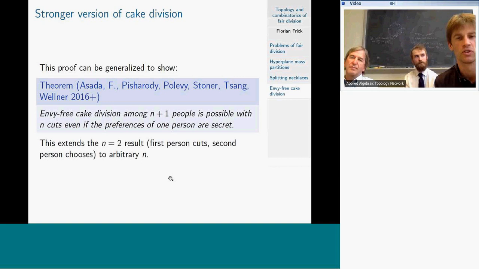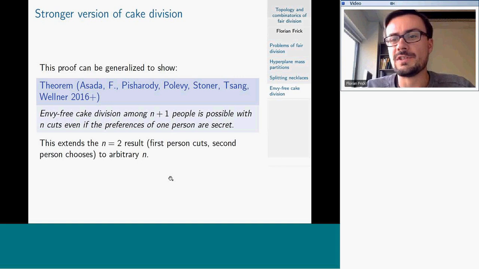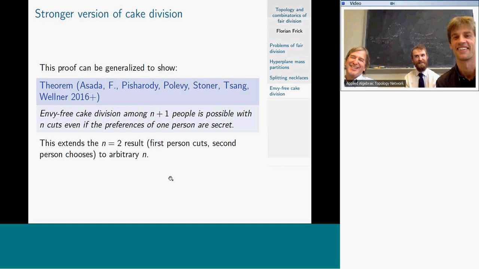So you spoke in your last section about cake, but are there analogous results for rent division? Right. This should dually give you the result that if one person is secretive about which rooms they prefer, then you can still split the rent in such a way that no one is jealous of anyone else. You always have somebody who doesn't show up to the meeting. That's nice.